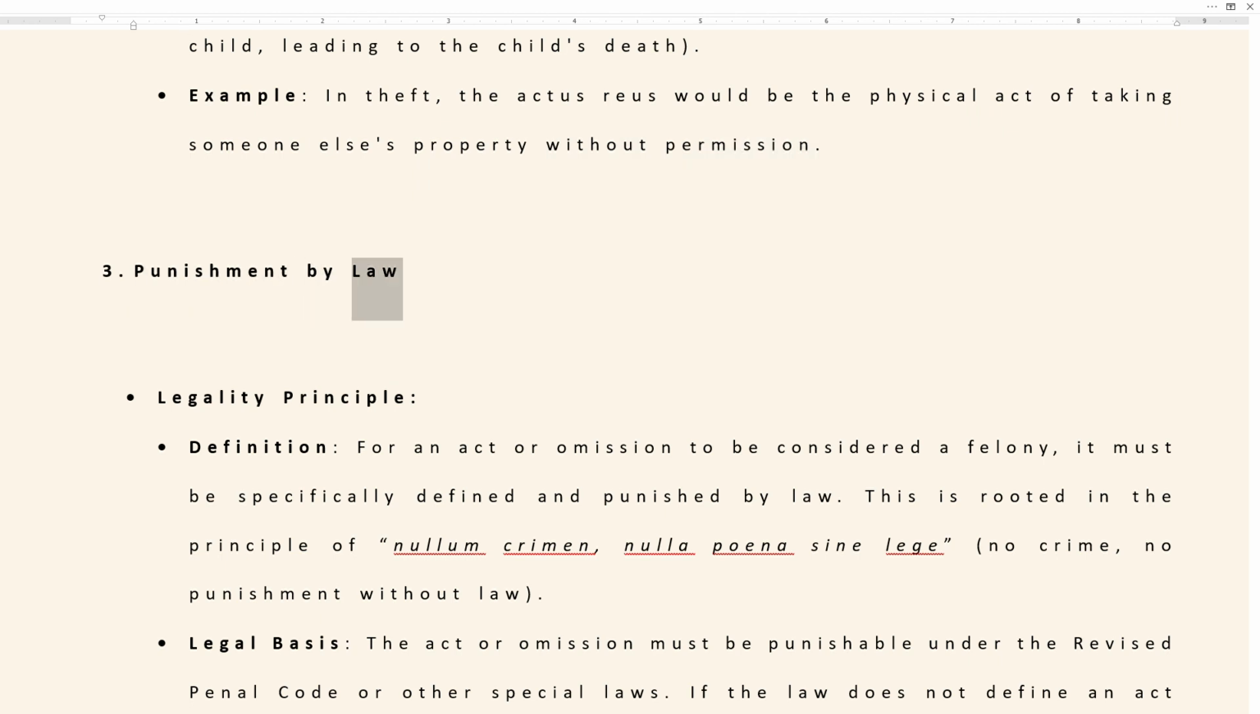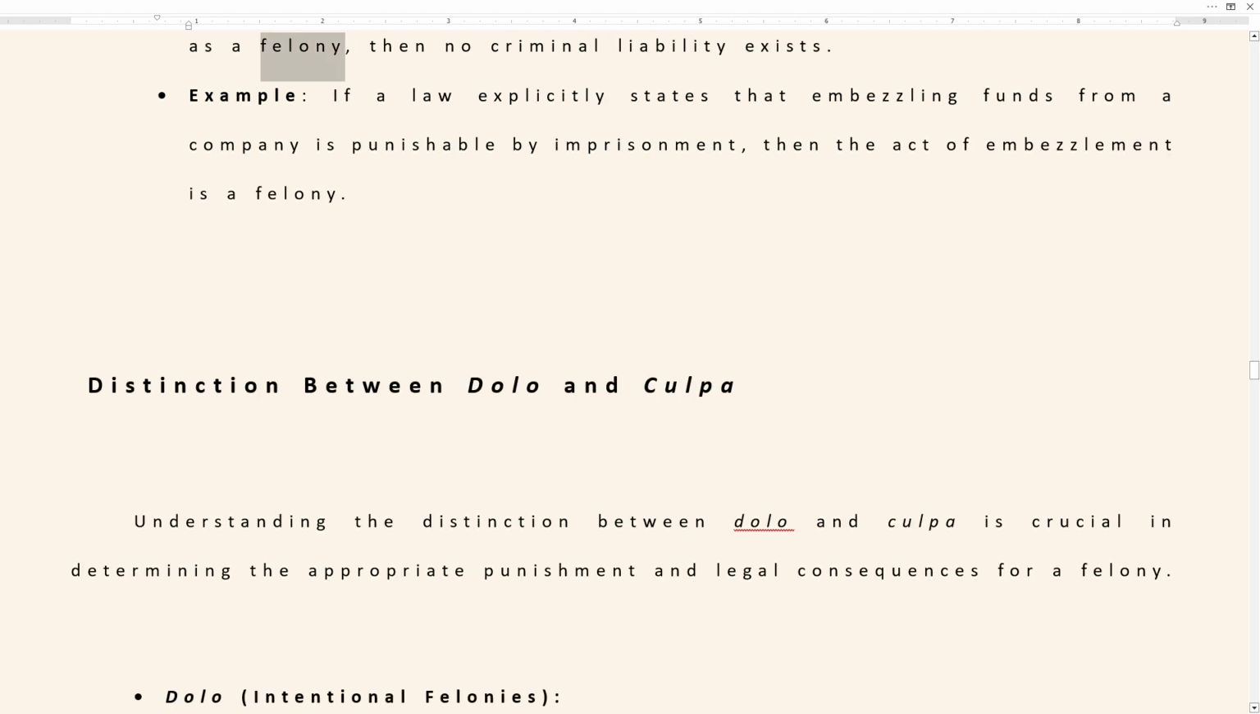Punishment by law. Legality principle. Definition: for an act or omission to be considered a felony, it must be specifically defined and punished by law. This is rooted in the principle of nullum crimen, nulla pena sine lege, no crime, no punishment without law. Legal basis: the act or omission must be punishable under the Revised Penal Code or other special laws. If the law does not define an act as a felony, then no criminal liability exists. Example: if a law explicitly states that embezzling funds from a company is punishable by imprisonment, then the act of embezzlement is a felony.